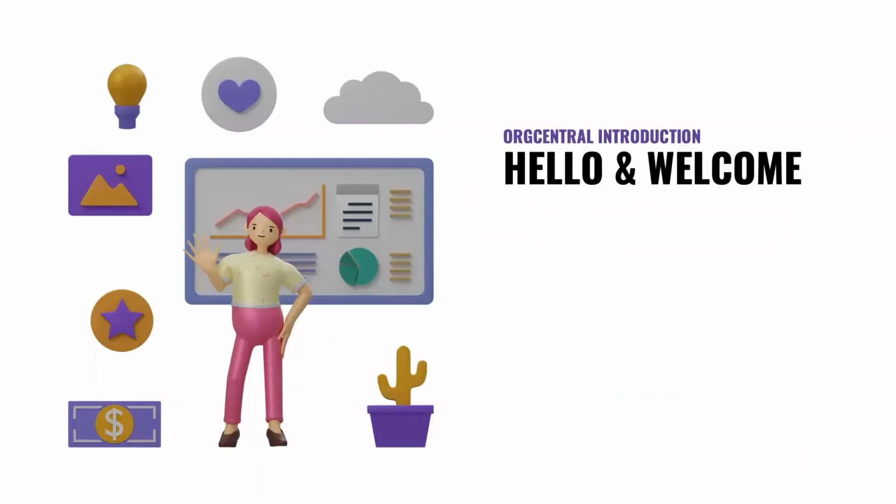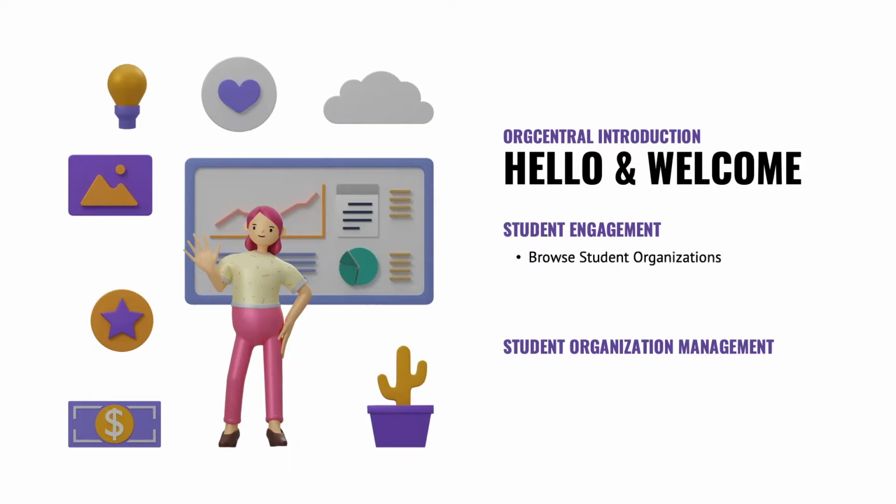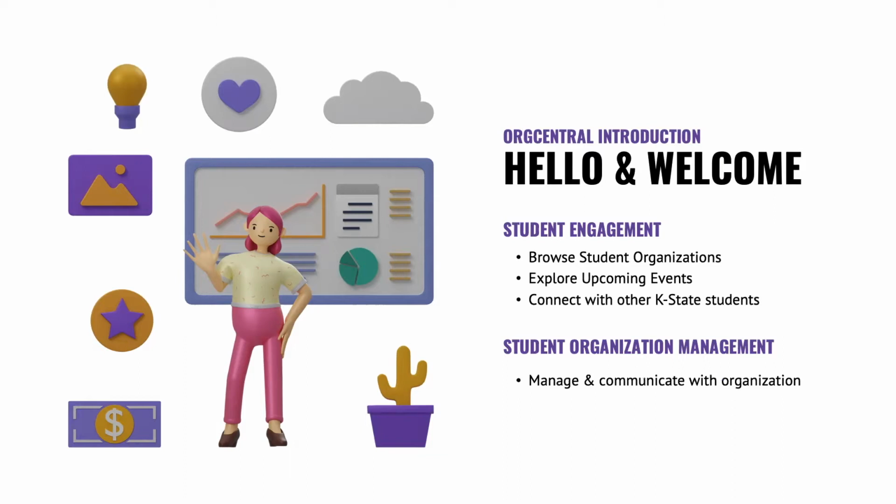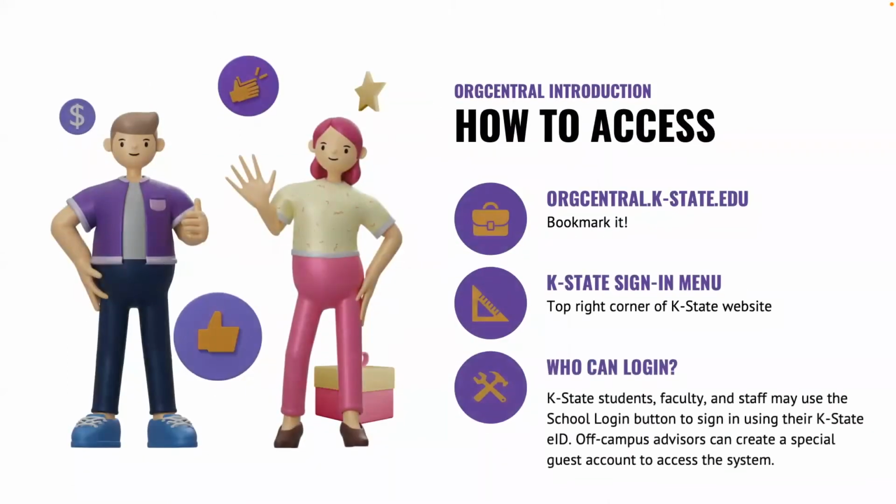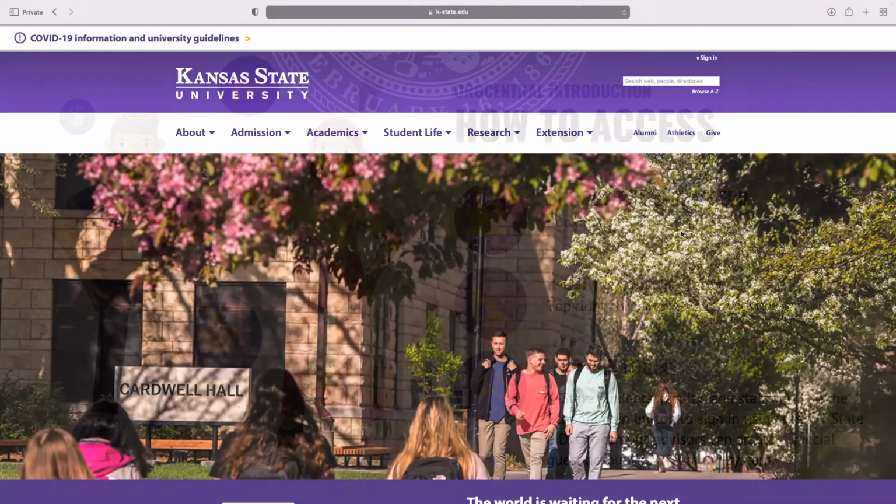Let's start with an introduction to OrgCentral. OrgCentral is K-State's online student engagement and student organization management platform. Students can browse organizations, explore upcoming events, and connect with other students who share similar interests. All registered student organizations have a group in OrgCentral. Through your group, you can manage and communicate with your organization, advertise yourself to the public and K-State community, and recruit new members. You can access OrgCentral from your web browser or the K-State website.